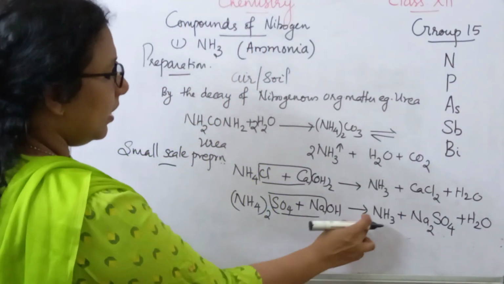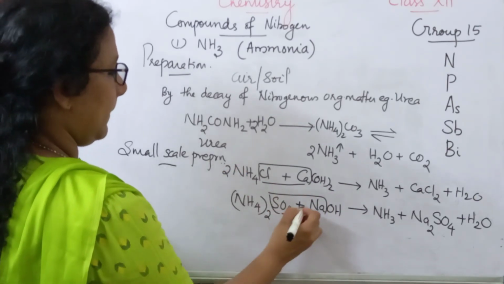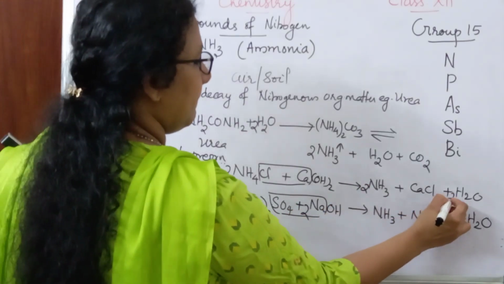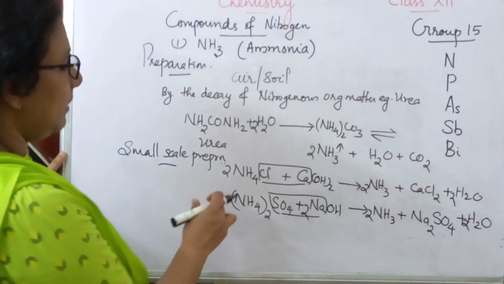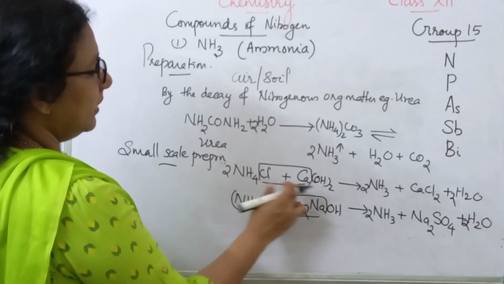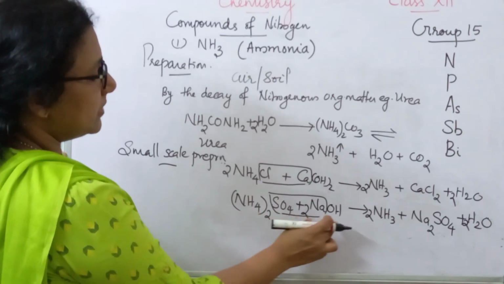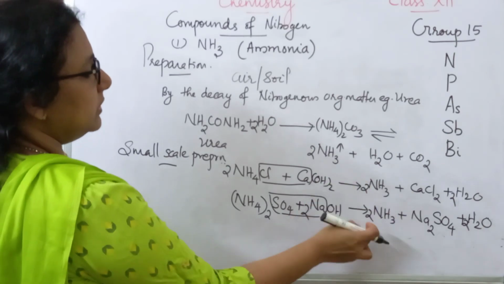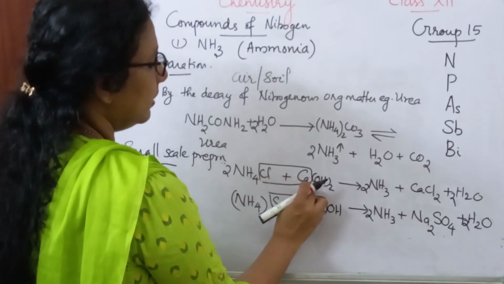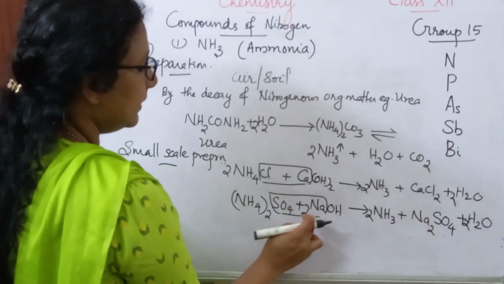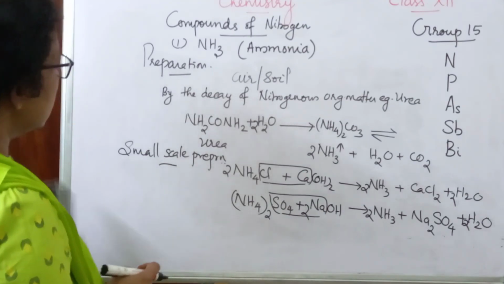So here ammonia is prepared, a small scale preparation. We need to balance this equation. It is a small scale preparation from ammonium salts. From ammonium chloride, calcium hydroxide is used. From ammonium sulfate, sodium hydroxide is used. In both cases, ammonia is the main product. The byproducts are calcium chloride and water in the first case, and sodium sulfate and water in the second case. So this is a small scale preparation.